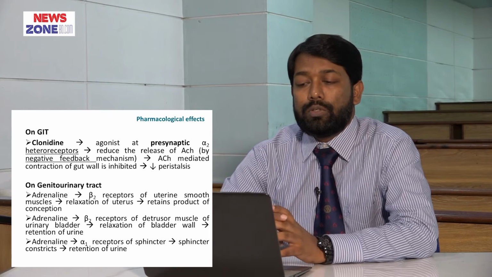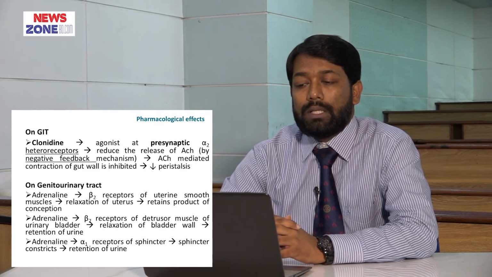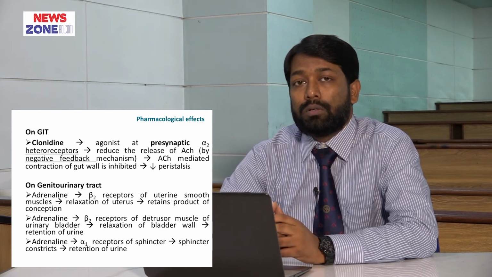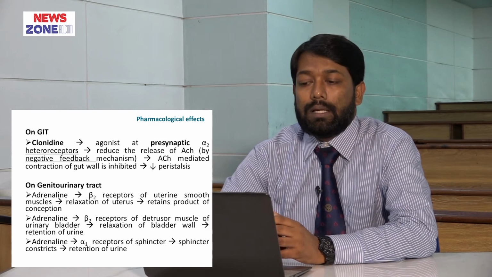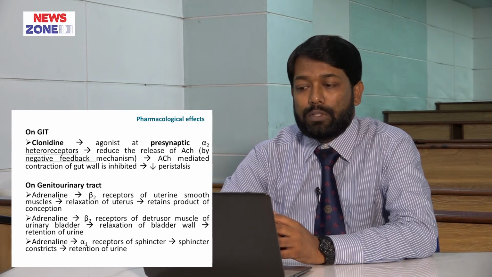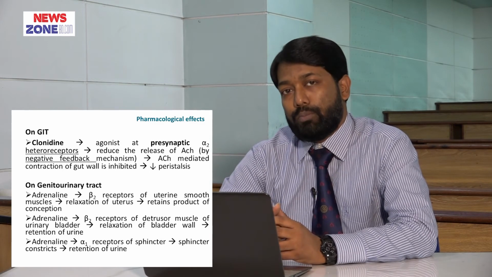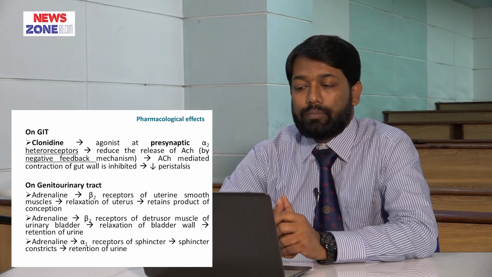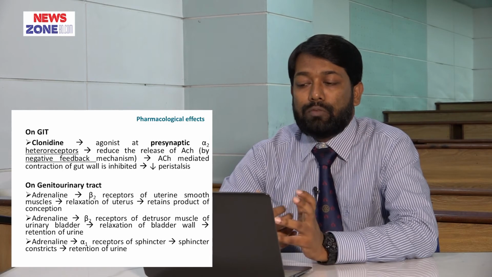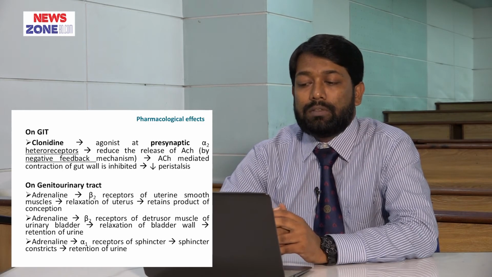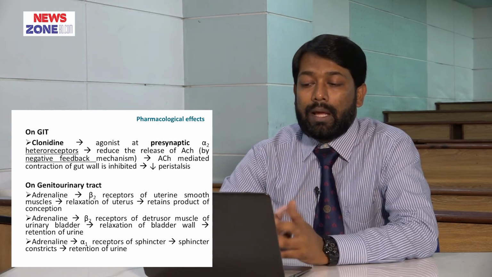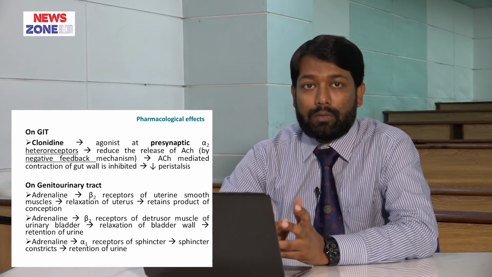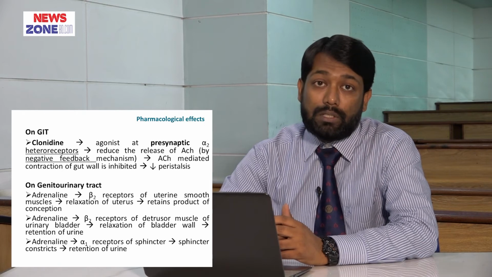On genitourinary tract, adrenaline is a stimulator on beta 2 receptors of uterine smooth muscles. There is relaxation of uterus and retains the product of conception. In case of bladder wall, the detrusor muscle contains beta 2 receptors and adrenaline is an agonist, and there is retention of urine.